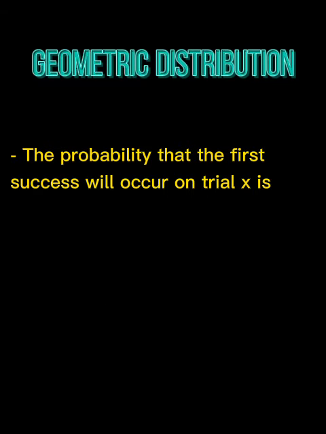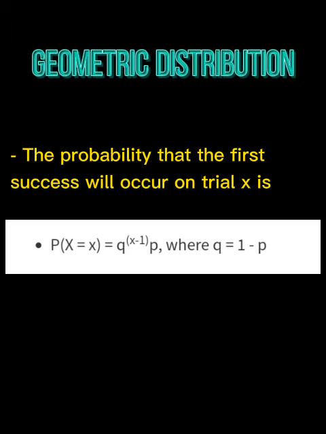The formula for the probability that the first success will occur on trial x is P(x) is equal to q to the power of x minus 1 times p, where q is equal to 1 minus p.